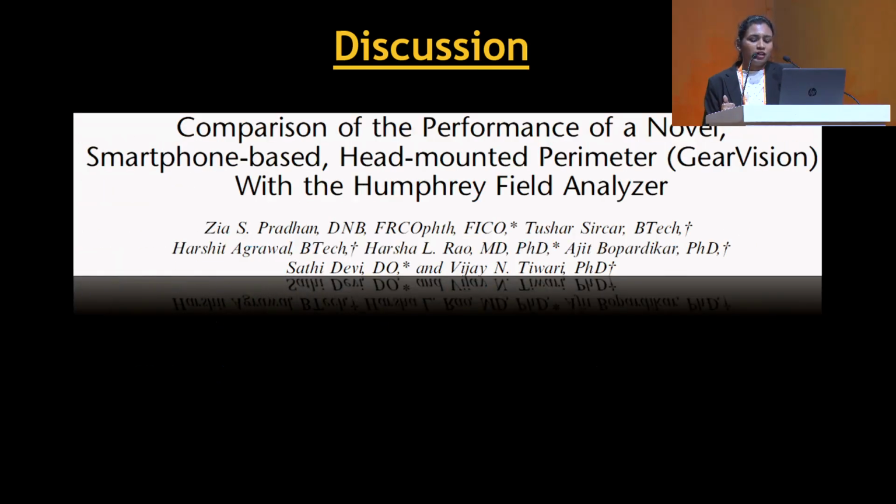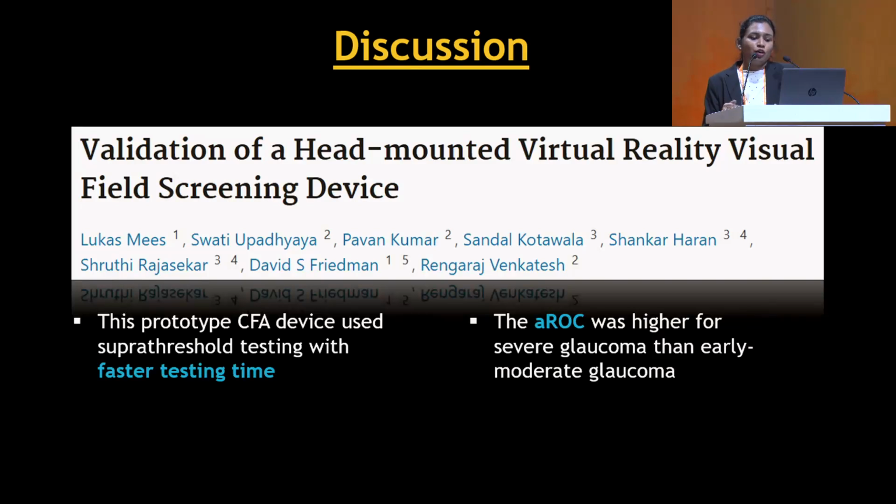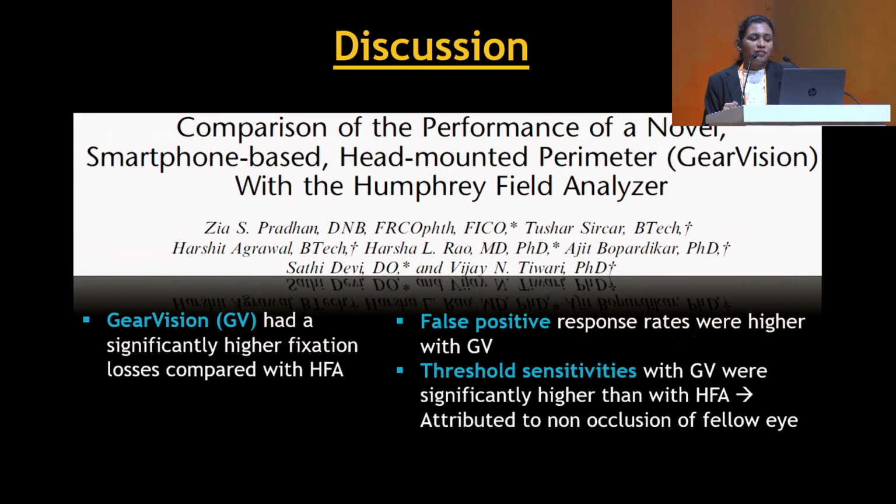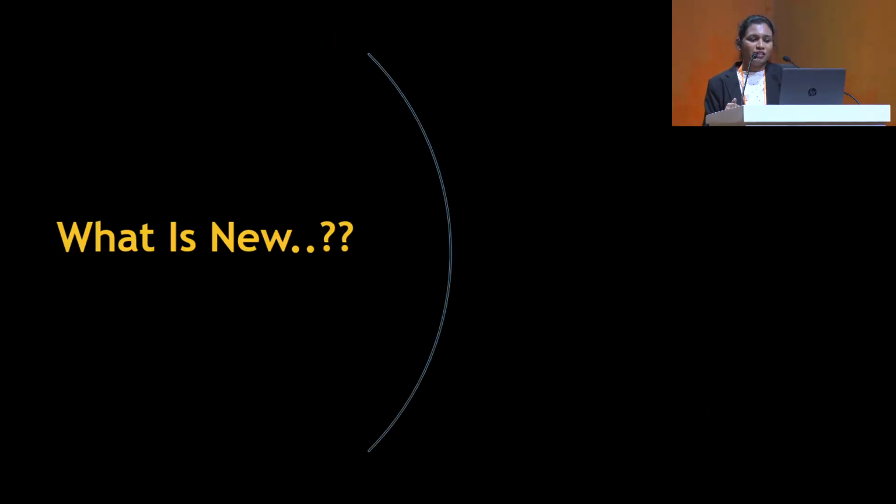The ROC curve here was higher for the severe glaucoma group as compared to moderate and severe. This is another study where Gear Vision headset was used, and here the fixation losses were much higher, in contrast to our study. The false positive response rates were higher. Threshold sensitivities with Gear Vision were significantly higher than with HFA, and this was attributed to the non-occlusion of the fellow eye, which is a more physiological way of testing visual fields.